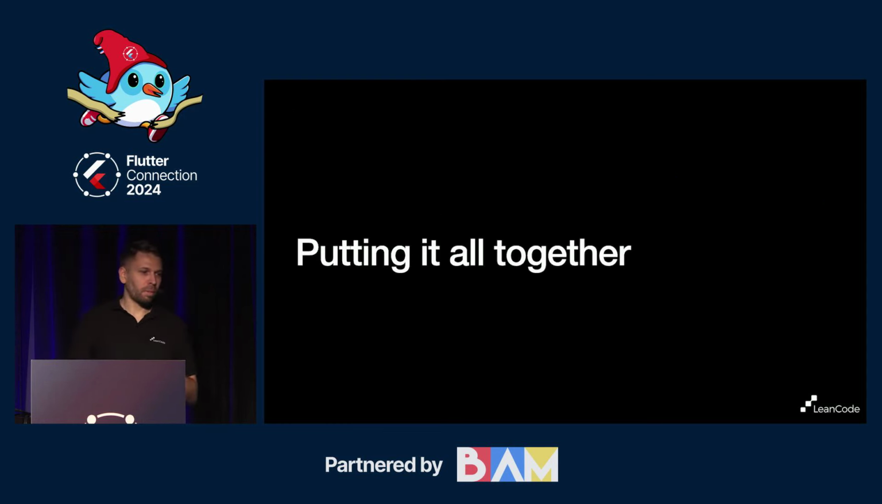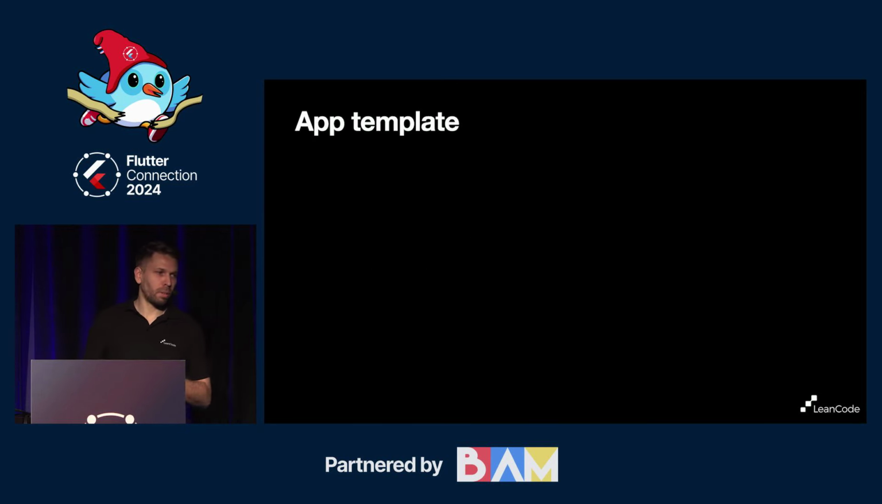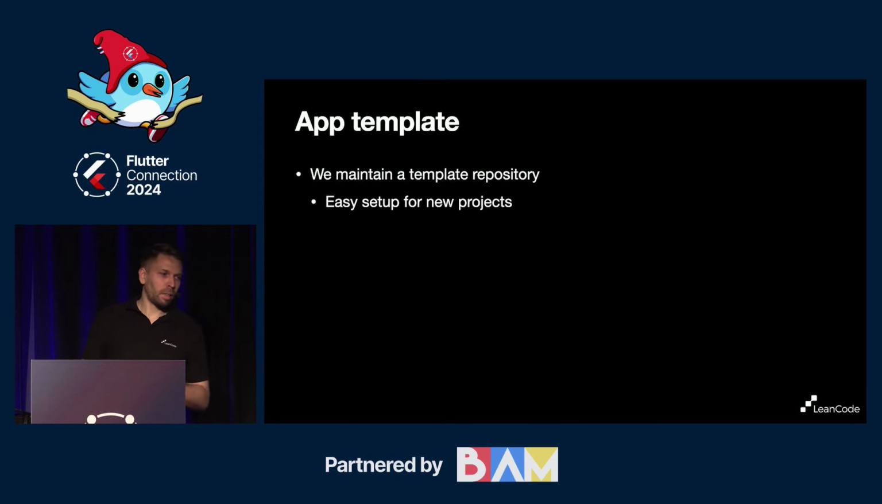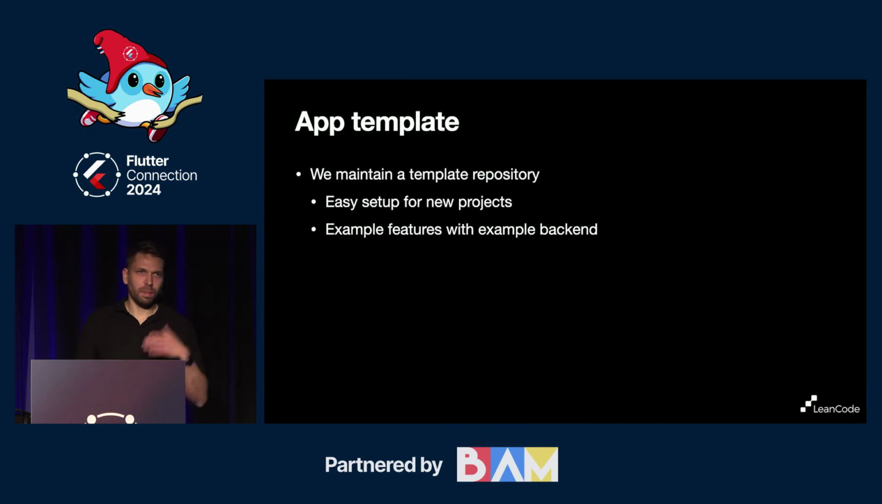And now, how do we put this all together? So we have all these pieces, how do we actually use them in a new project? So we have an app template, which is a repository that we start any new project with. It provides us with easy setup for new projects. It comes with example features. Some integrate with an example backend, so we also have a backend team. They also have some example app.